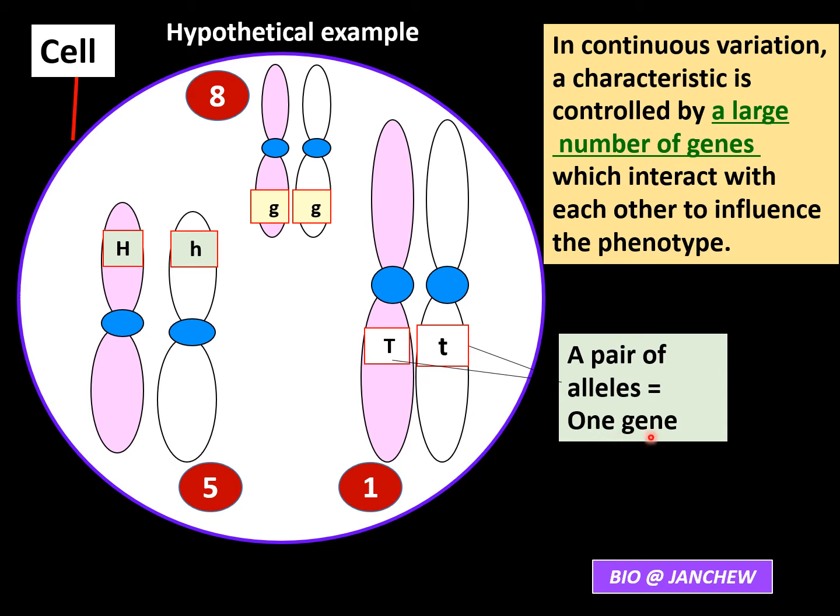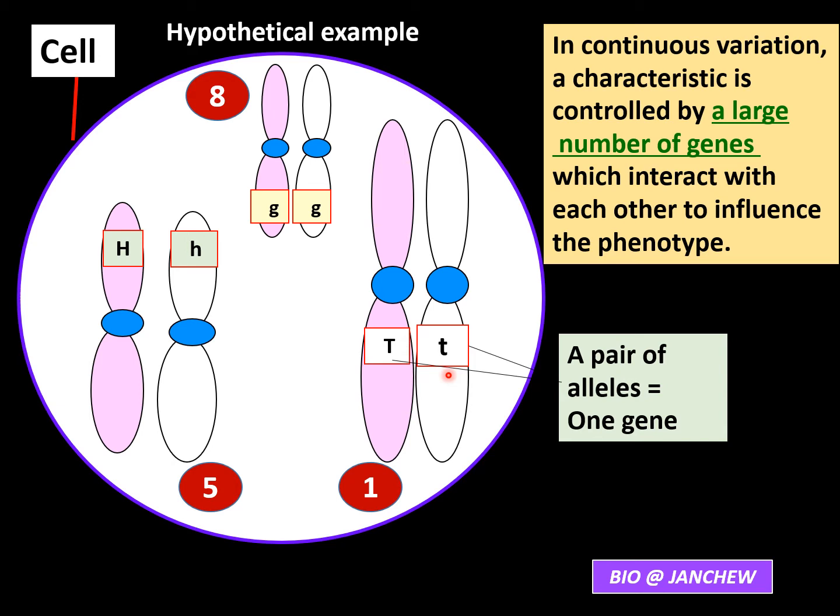And this gene consists of a pair of alleles, meaning alleles are different versions of the gene or different forms of the gene. So the pair of alleles that control height in pea plant are big T to represent the allele for tall stem and small t to represent the allele for short stem.